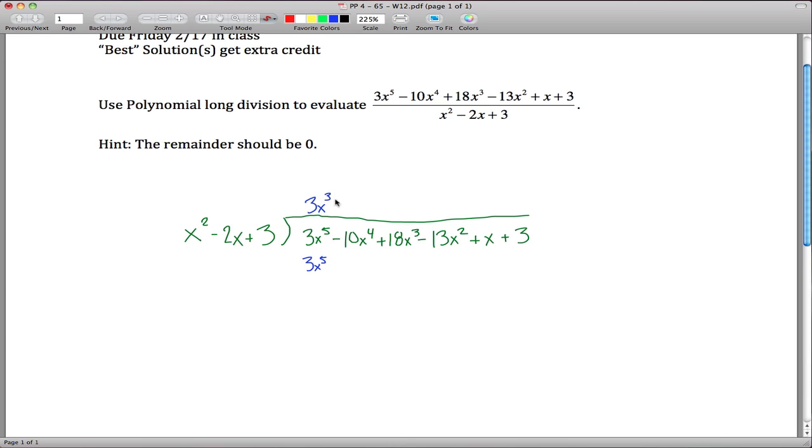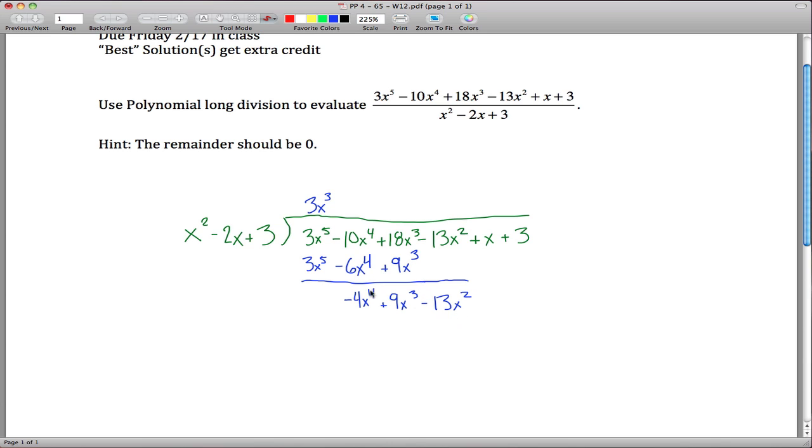And 3x cubed times negative 2x is negative 6x to the 4th. And 3x cubed times 3 is 9x cubed. So now what we got to do is take this and subtract this. 3x to the 5th minus 3x to the 5th is nothing. Negative 10x to the 4th minus negative 6x to the 4th is negative 10x to the 4th plus 6x to the 4th, which is negative 4x to the 4th. 18x cubed minus 9x cubed is 9x cubed. And we'll bring down this negative 13x squared.